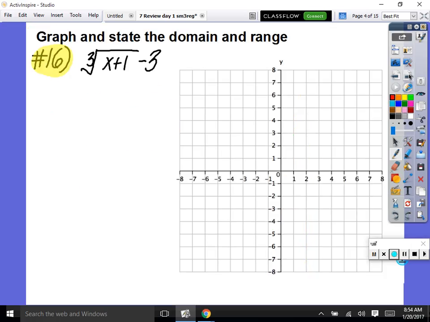Okay, good. That's what I was hoping for. Okay, everybody, go to number 16. I'm seeing a lot of people's graphs not look pretty enough for me, what I would mark wrong on a test, and we don't want that. We want to fix that before we get to the test.